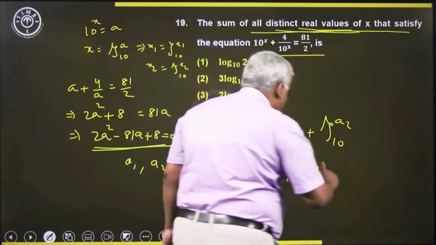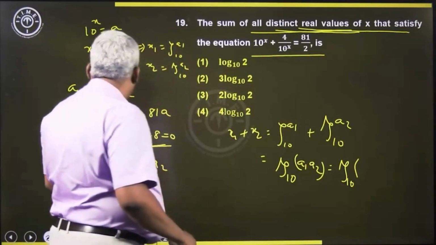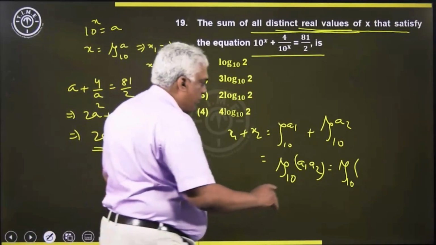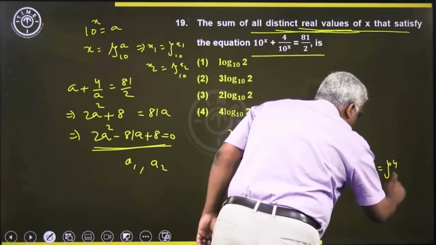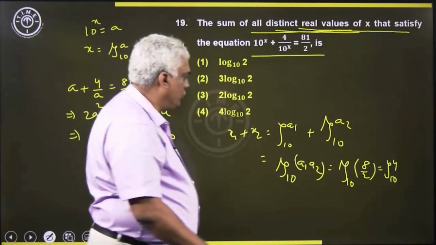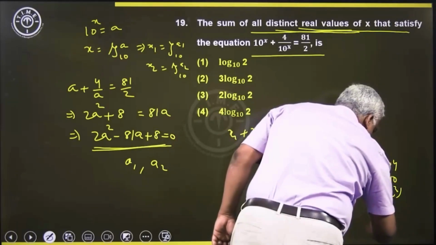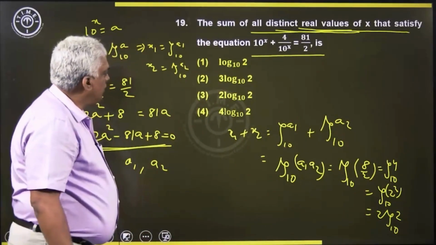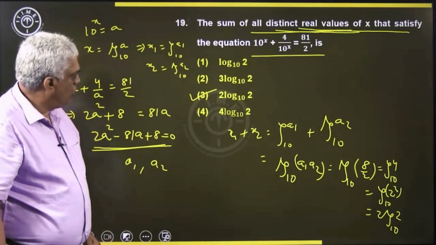So, here we will get 8 by 2, which is 4. So, the answer is log of 4 to the base 10. In the options you can see all are in terms of log 2. So, we can write it as log of 2 square to the base 10, or 2 log 2 to the base 10. If you look at the options, the answer is option 3, 2 log 2 to the base 10.